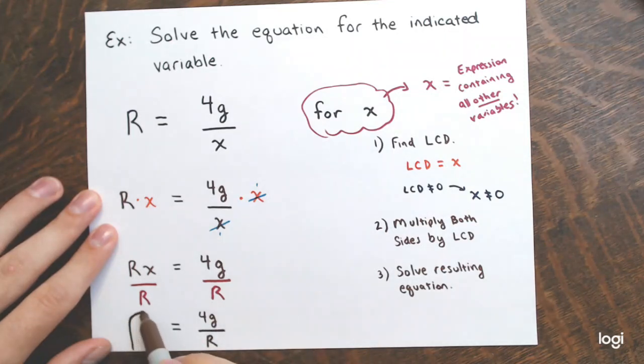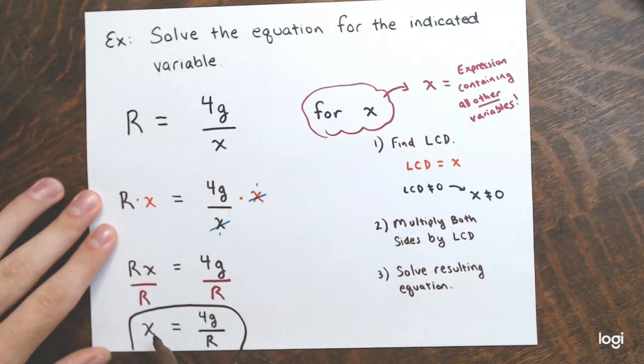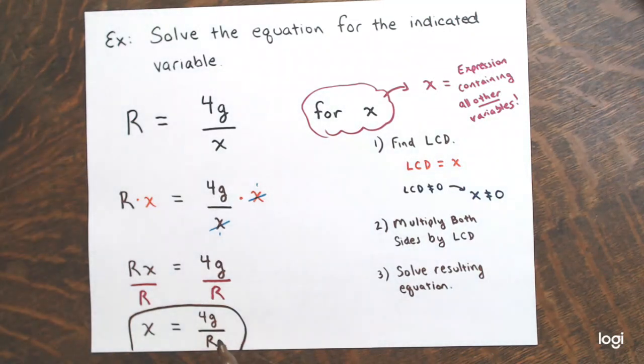And there you go. This is exactly what I was talking about up here. This is solved for x. X is alone. It's 1x equals an expression involving all the other variables, the g and the r, but no x's. Notice there is no x over here either.